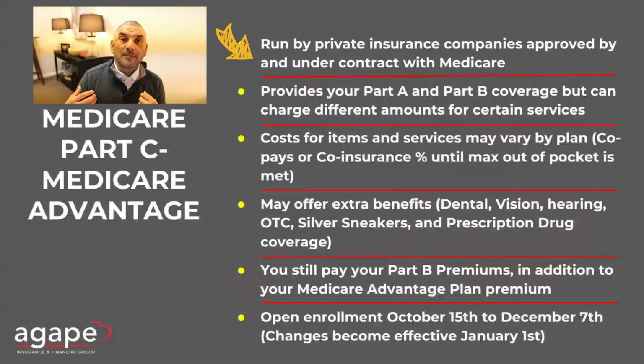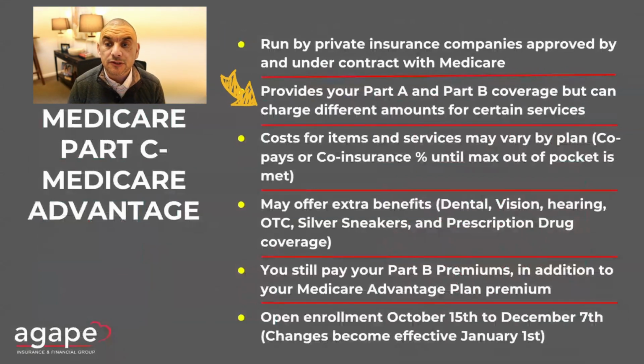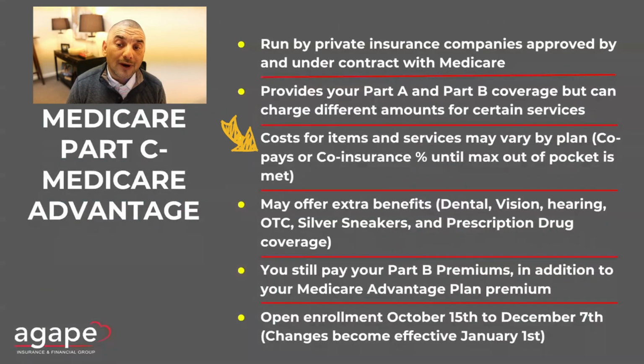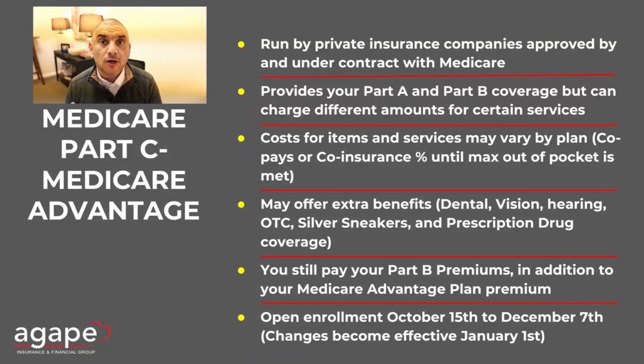As already stated, they provide your Part A and B coverage, but can charge different amounts for certain services. Cost for items and services may vary by plan. Co-pays or co-insurance percentage until max out-of-pocket is met. So most of them have what's called a max out-of-pocket, or MOOP for short, M-O-O-P, and that means you have co-pays and co-insurance up to that amount.